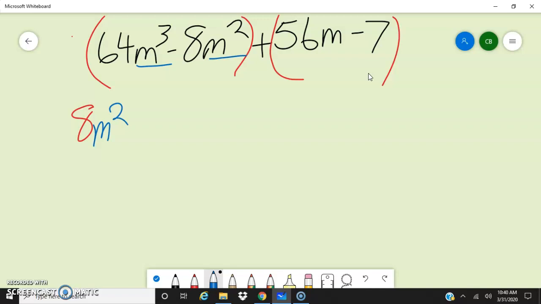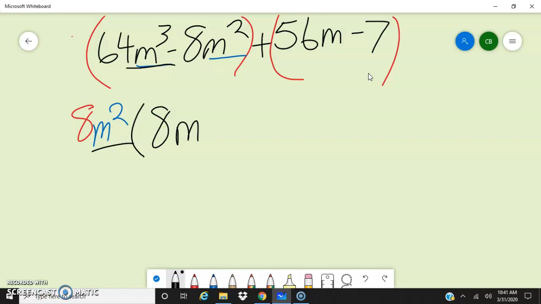Now that I've found the GCF of that set of parentheses, I go back and divide to figure out what is left in the set of parentheses. So 64 divided by 8 is 8. Then m cubed divided by m squared is going to give me m to the first power, or just m.